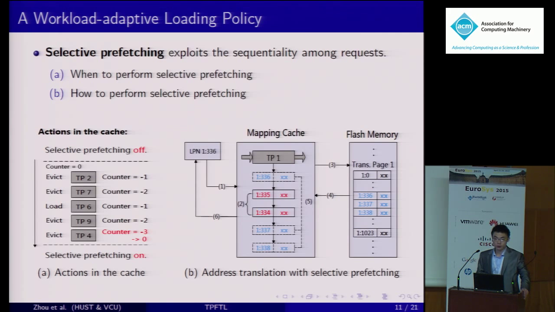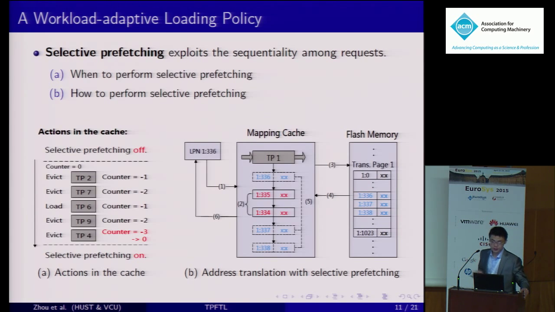We set a threshold. When the number of cached translation pages decreases by a threshold, we assume that sequential accesses are happening, and TPFTL performs selective prefetching. And when the number of cached translation pages increases by a threshold, we assume sequential accesses are over, and TPFTL stops performing selective prefetching. Let's see the figure. The left figure shows when to perform selective prefetching, and the threshold is set at 3.